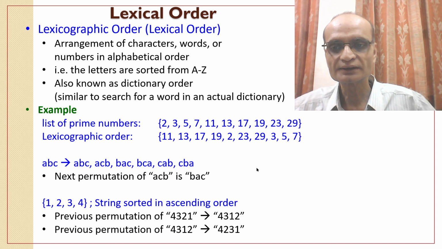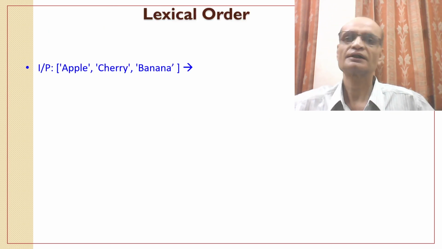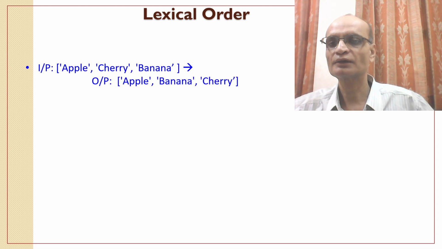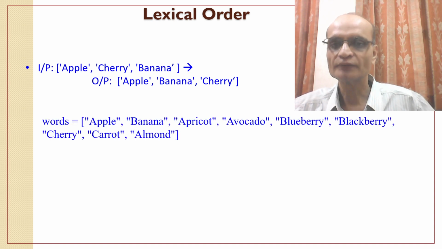Now let's take a very simple example and understand it in a simpler way. Let us say you have input as strings: apple, cherry and banana. If I ask you to arrange this as per what I have taught you, it is very easy. Why? Because you have A, B, C, so the output can be apple, then banana and cherry. This is a very simple example, and that's the way typically the words will be in your English dictionary. Now let's take a little bigger example.